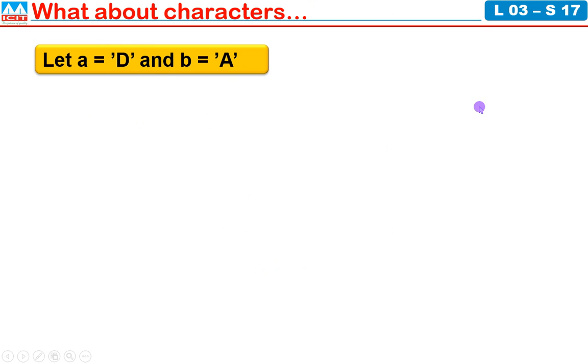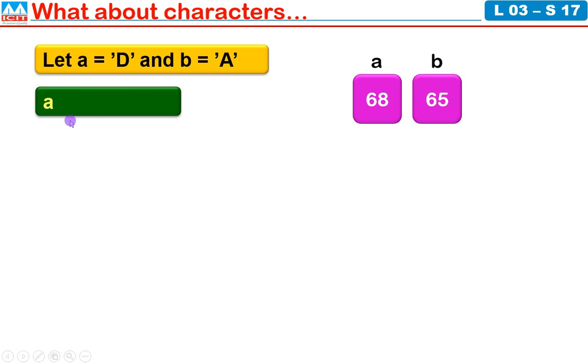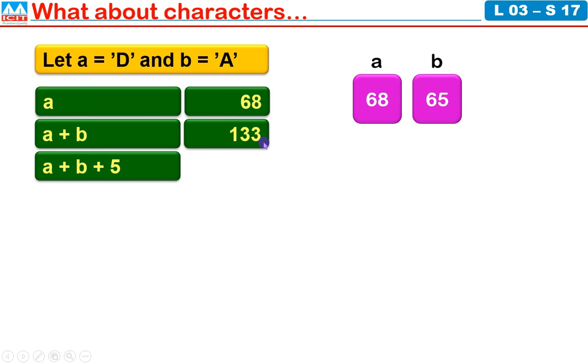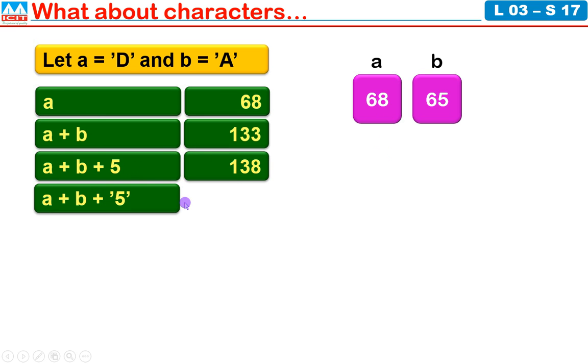What about characters? Let A equal to D, B equal to N. What is the ASCII value of capital D? 68. So A has 68. What about B? B has 65; the ASCII value of capital A is 65. What is the value of A? 68. A plus B, 68 plus 65, 133. A plus B plus 5, 138. A plus B plus character 5.